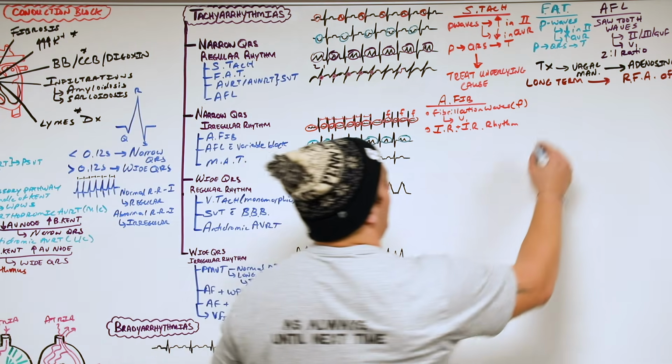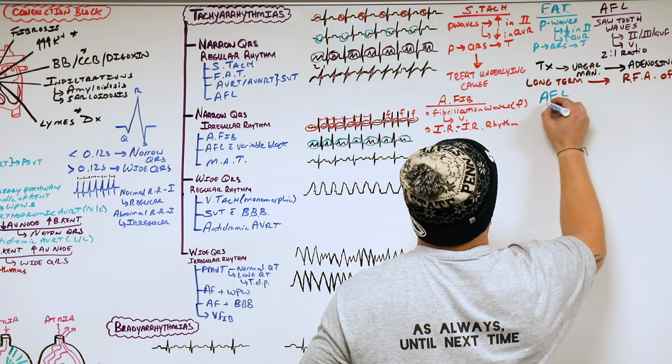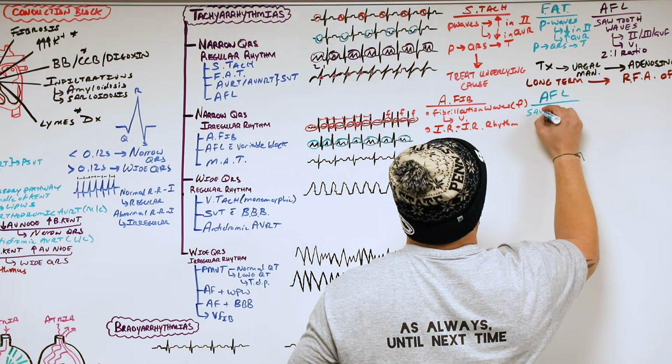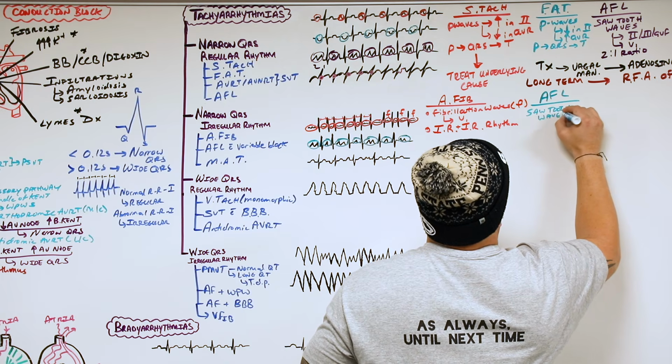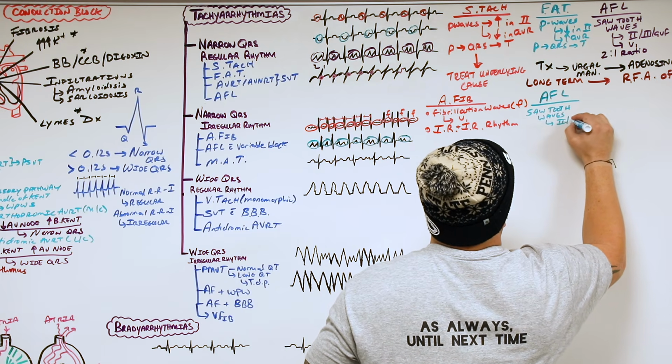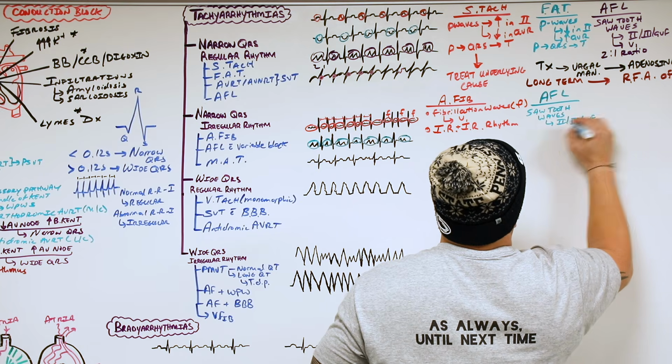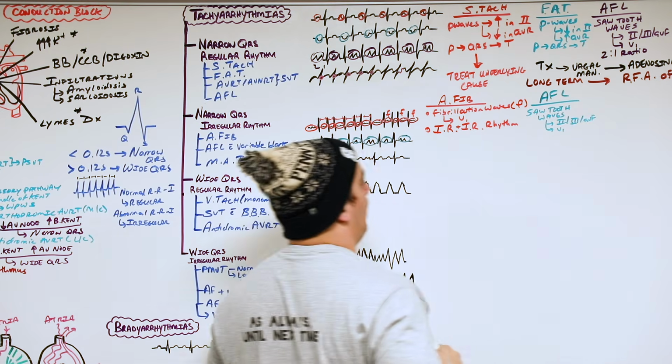So with atrial flutter, this is the next one I want you to remember. Again, you're seeing these nice little sawtooth waves. And again, where are they most visible? Test your knowledge: II, III, aVF. You don't see it there. Take a look at V1.